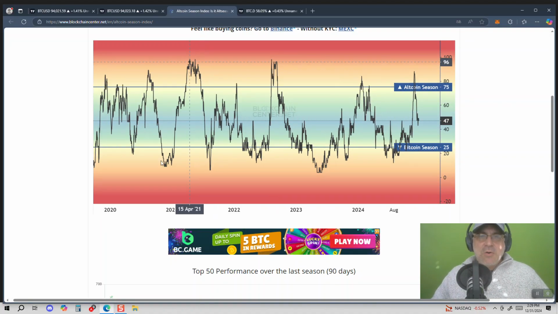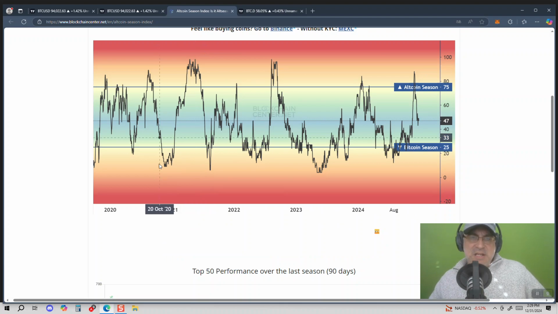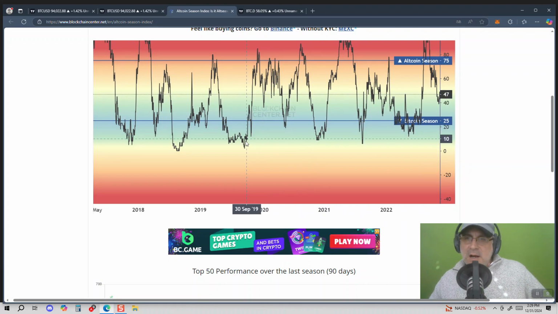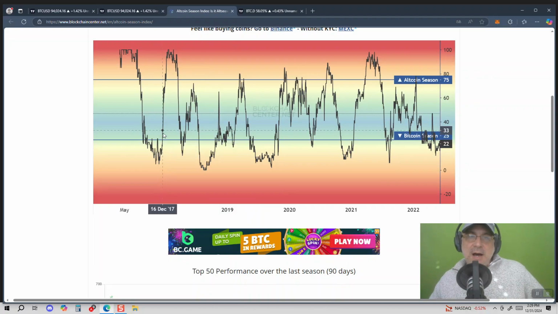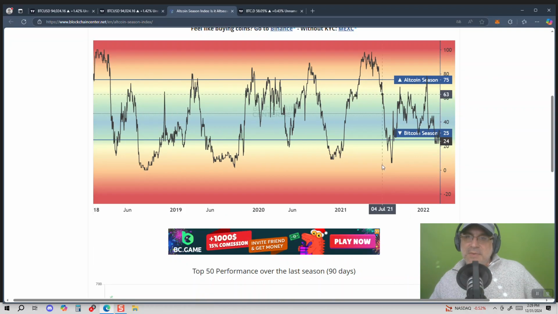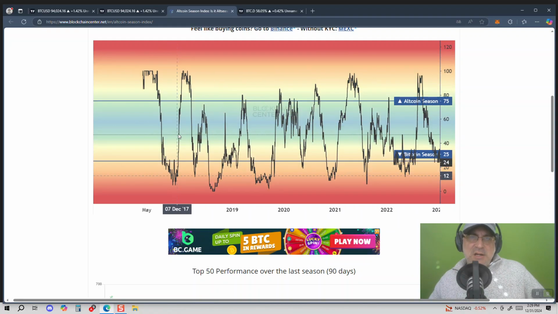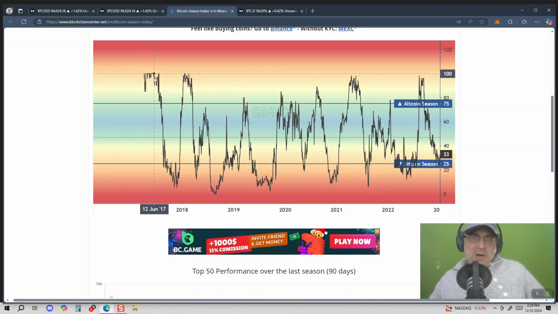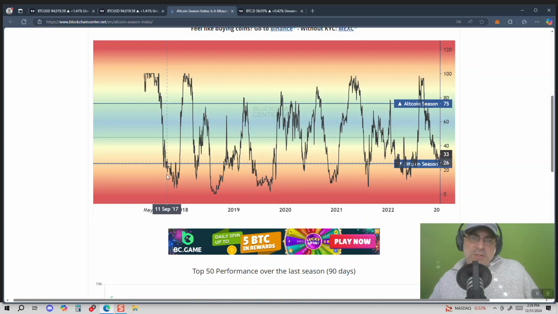Okay, so whenever the line is beneath the 25 area here, that's Bitcoin dominance. When it's above, it's altcoin. So we see in every case here, once the altcoins have their dominance and then they begin to lose it, they go back down. It always alternates. Altcoin, Bitcoin, altcoin, Bitcoin.